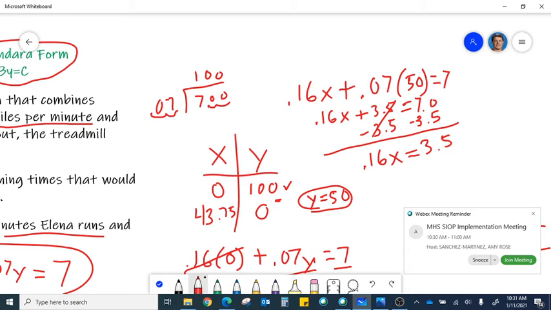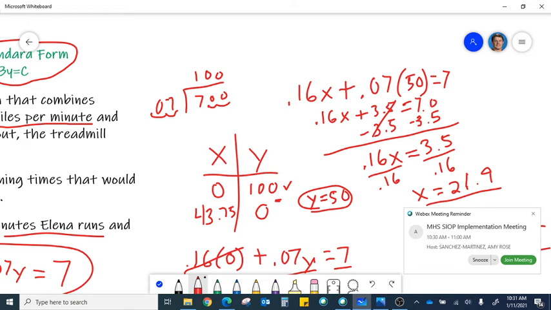Okay. Then I'm going to go ahead and divide by 0.16. Plug that into my calculator: 3.5 divided by 0.16. And that's going to give me x equals 21 point, we'll call it 21.8.